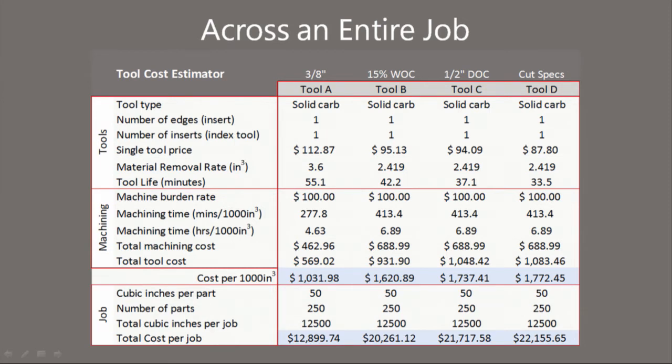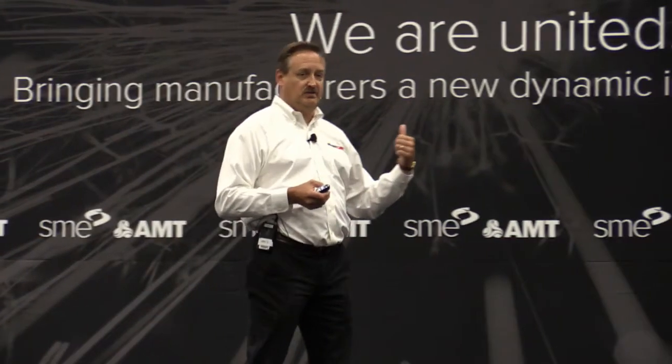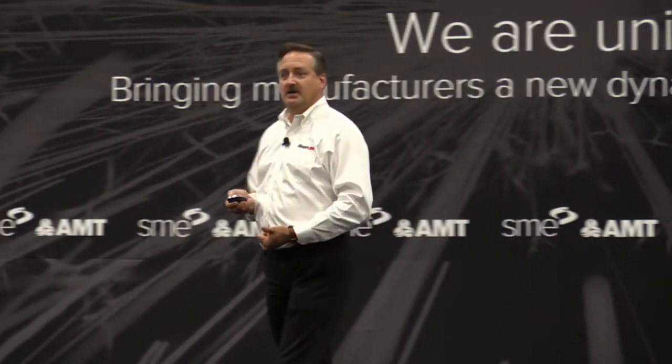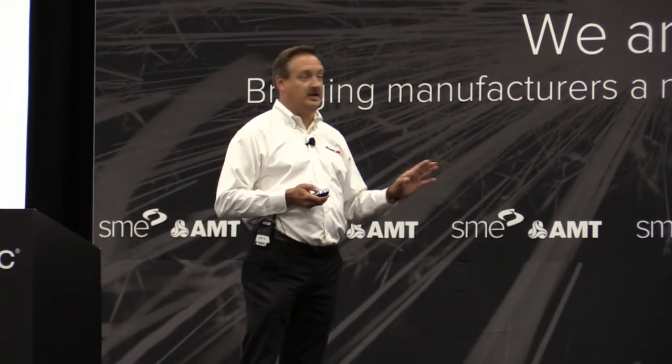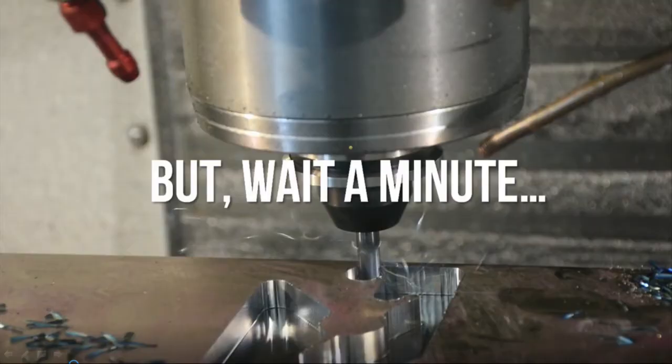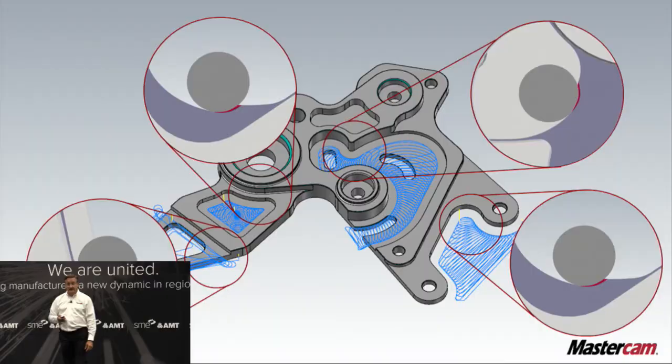Now the difference between the lowest cost tool, even when it's been optimized, and the more expensive tool is now $10,000 on this one job. That's just tool cost. That doesn't factor in anything else related to tool changes, overhead costs, machine maintenance, everything. All right? This is just straight tool cost. So why did this happen? Why was the performance better?